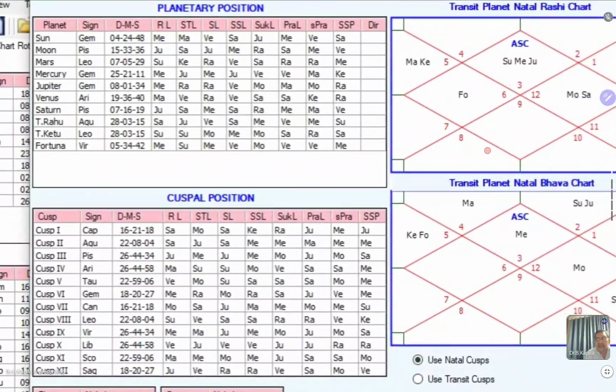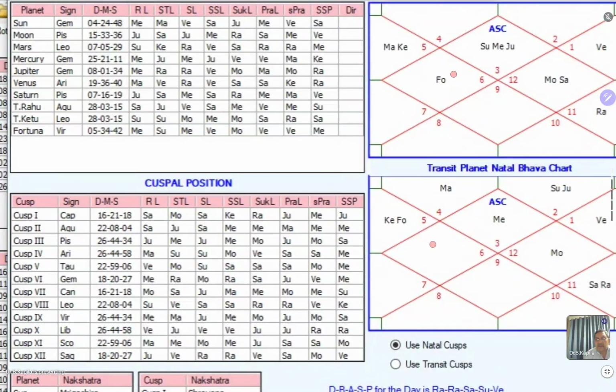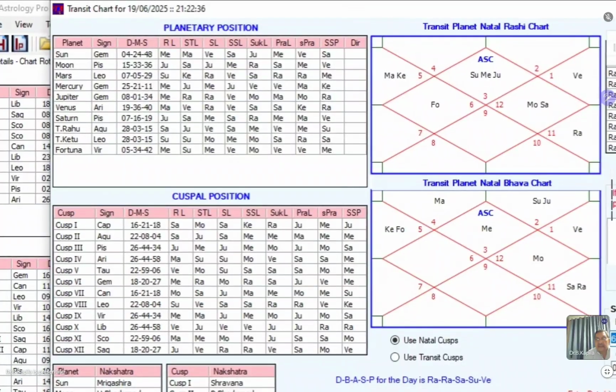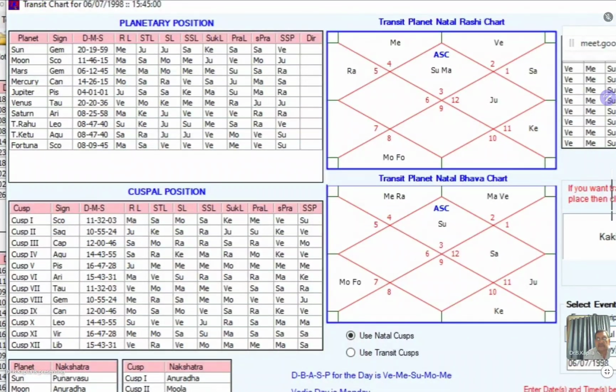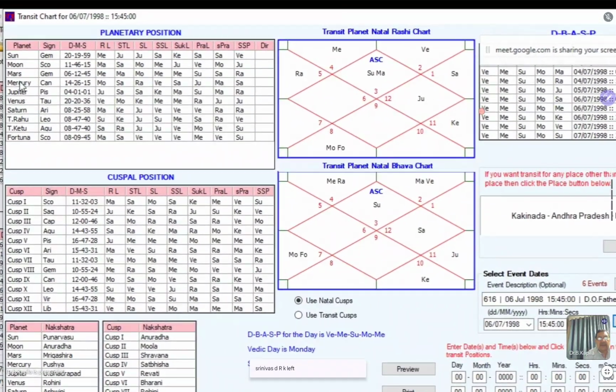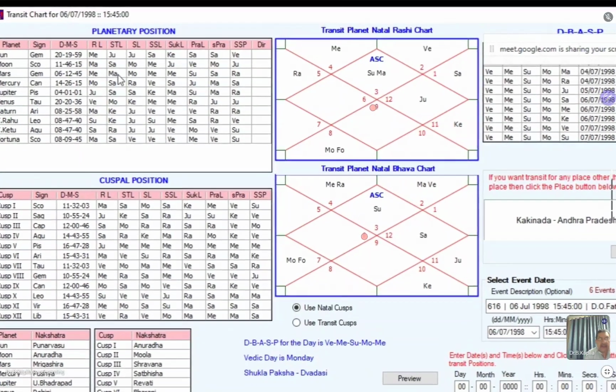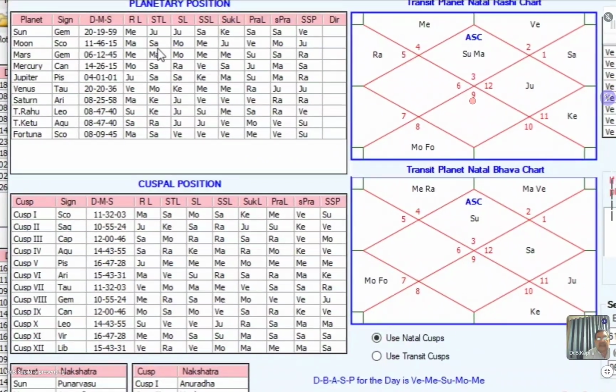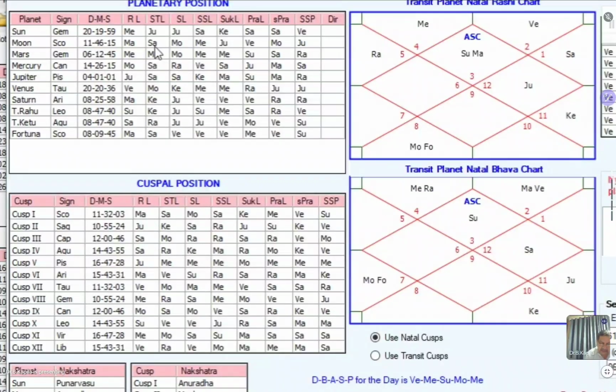In the transit chart, I will go to the event of death of father and I will calculate. When I do this, what I need to do here is check the moon star. The moon star at the time of death of father is which planet? Saturn. What is the sun star at the time of death of father?